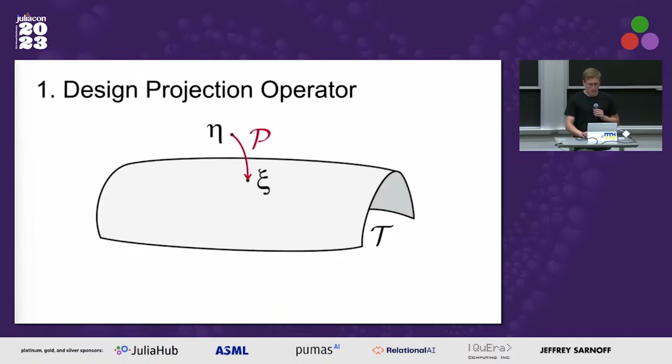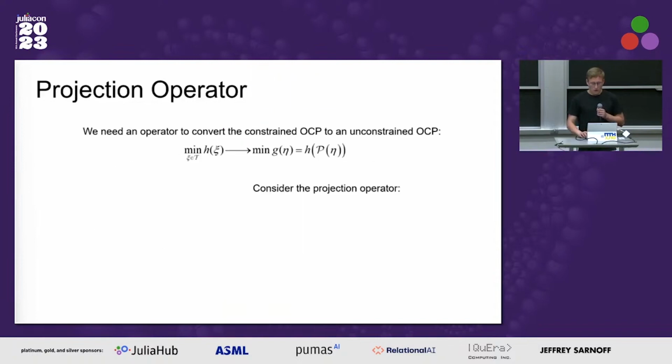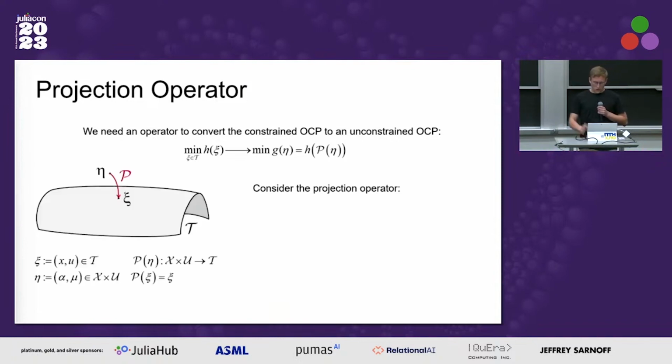So in a bit more detail, designing the projection operator. The objective of this is to be able to explore beyond this trajectory manifold for the sake of actually iterating through the problem. So this operator would need to be able to convert our constrained optimal controls problem into an unconstrained one, going from something that is constrained to the trajectory manifold to something that is not. And this operator would have to be able to map things from the state and input space onto the trajectory manifold.